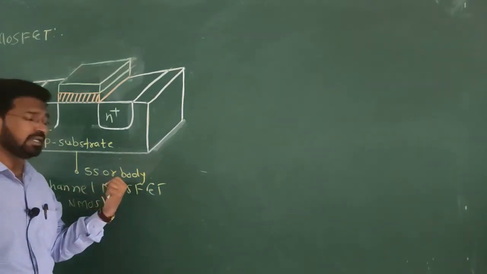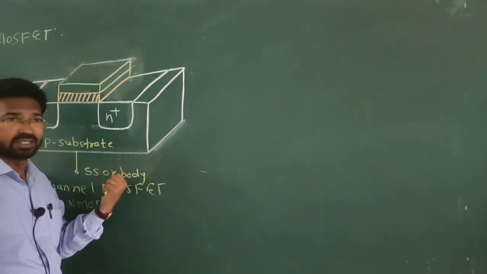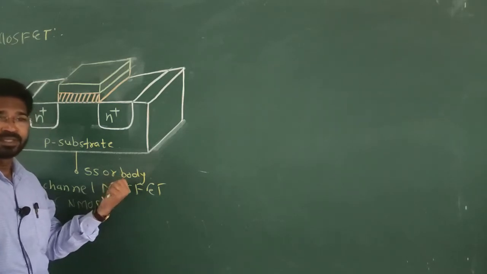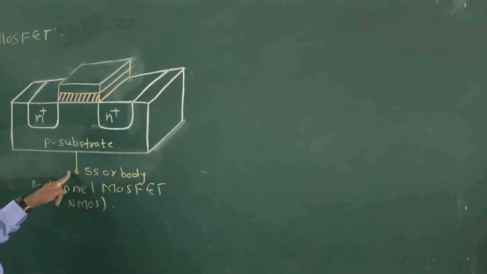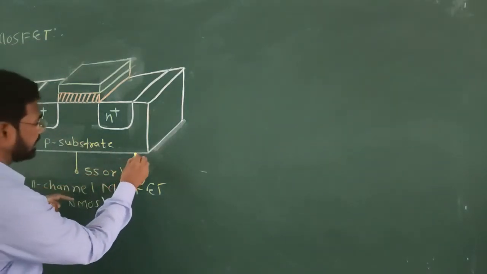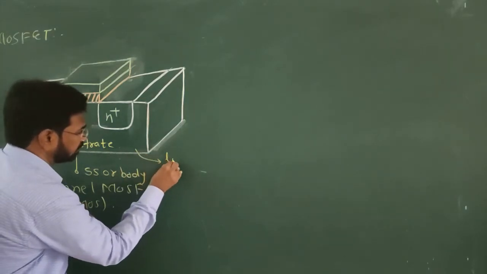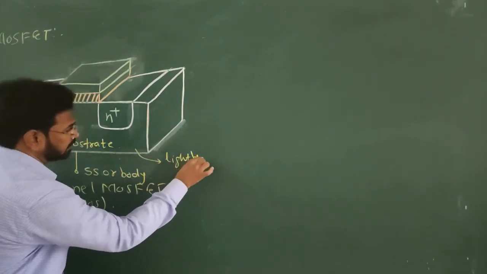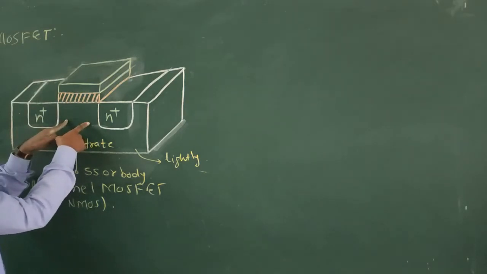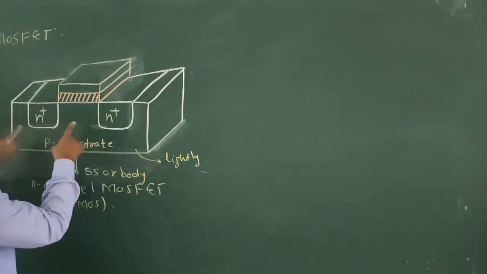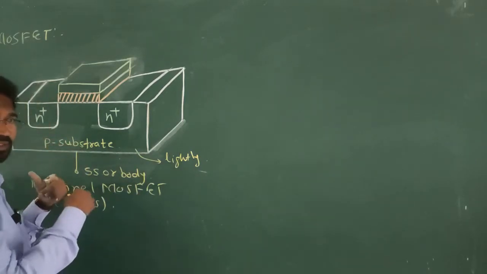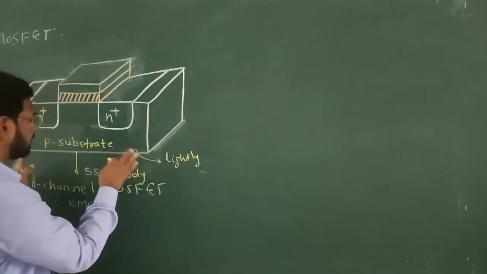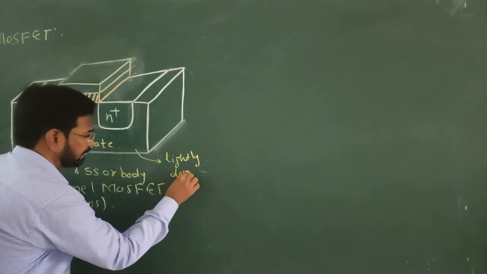It plays an important role in the characteristic of the device. Later we are going to study the body effect, what is the effect of this body on the conduction or working of the device. This region is lightly doped. We should write this because we have to understand the flow of current in the device. If we label this, we can understand from where the charge carriers are coming.